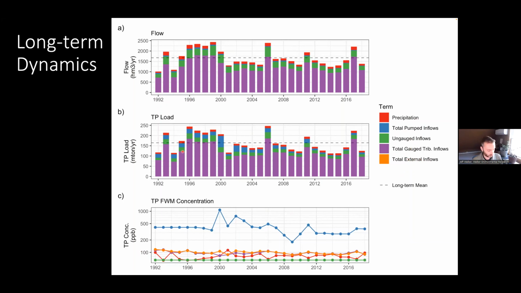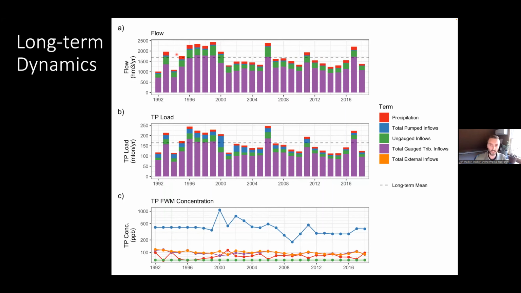The only thing I was going to point out here is that the 90s, '92, '99, 2000 were relatively wet compared to the last 20 years or so. This dotted line is the long-term mean annual flow. So you can see since 2001, only 3 water years have had flows above the long-term mean, and the rest of them have been below. So it's been drier for the past 20 years than it was in the 90s.